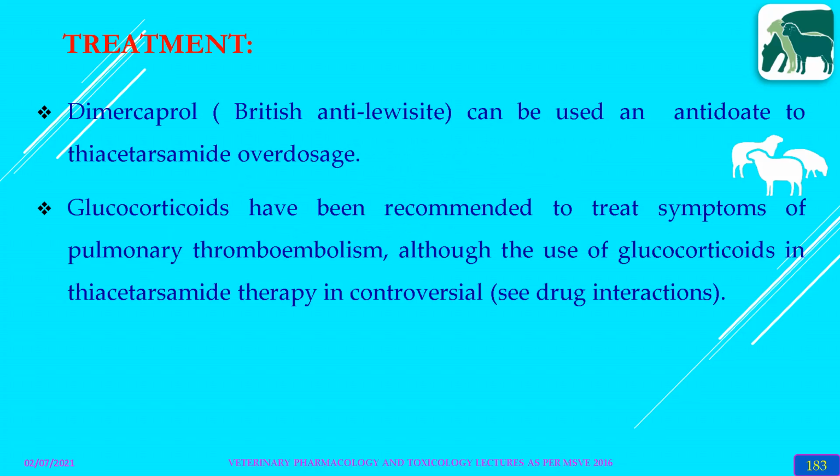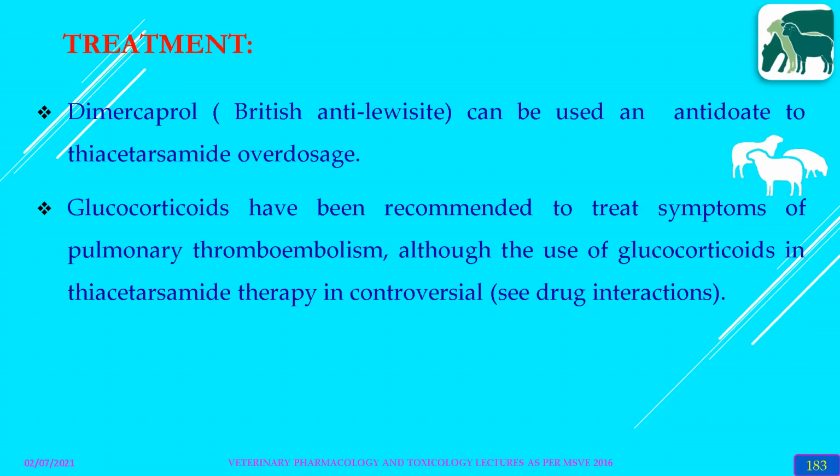Treatment, as usual, the antidote for the arsenicals: dimercaprol is a specific antidote, a chelating agent. It is also called British anti-lewisite. So it can be used as an antidote to thiacetarsamide sodium overdose. Whereas the glucocorticoids have been recommended to treat symptoms of the pulmonary thromboembolisms.